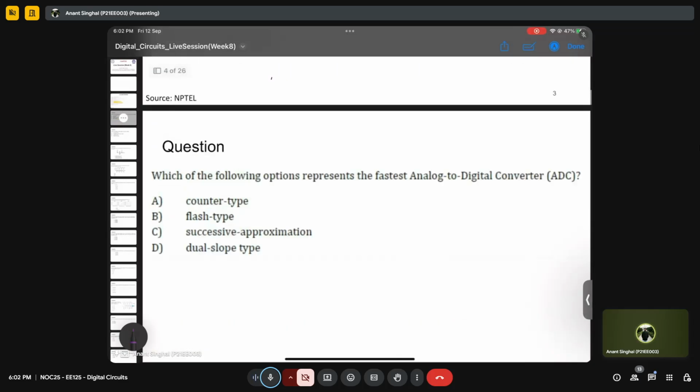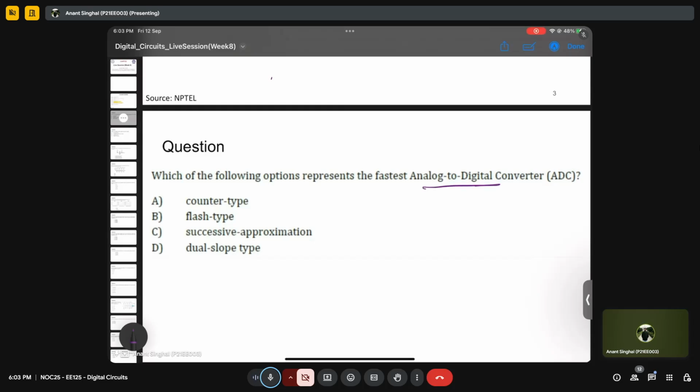So we have our first problem, which is very basic and theoretical. I'm assuming that you have already gone through the lectures for the GATE assignment that are mainly based upon these ADCs and DACs. I hope you will be interactive and let me know the answers quickly. This is one of the basic questions, which says: which of the following options represents the fastest analog to digital converter?